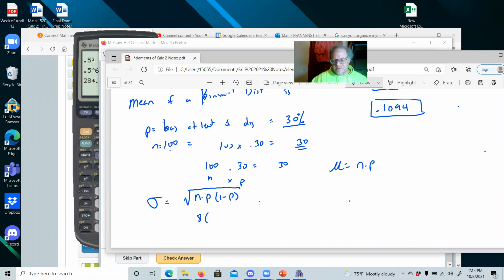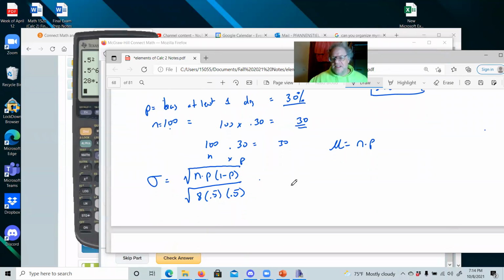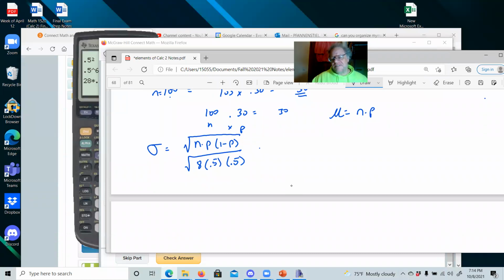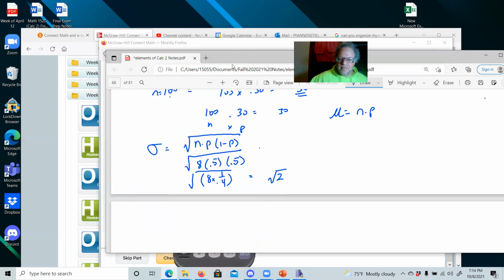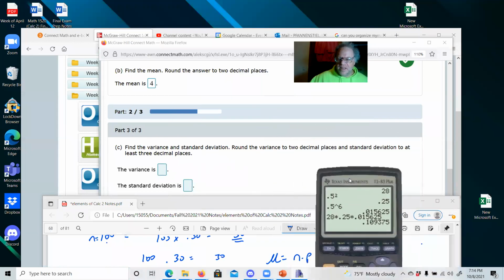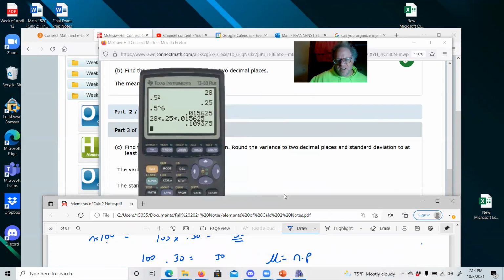Okay, so that is 8 times 0.5 times 0.5, and we're going to take the square root of this thing. All right. So what's half times a half? Half times a half is a quarter. What's 8 times a quarter? All right. 8 over 4, that's going to be 2. Okay. Do they want decimals? Probably. 3 decimal places, fine.